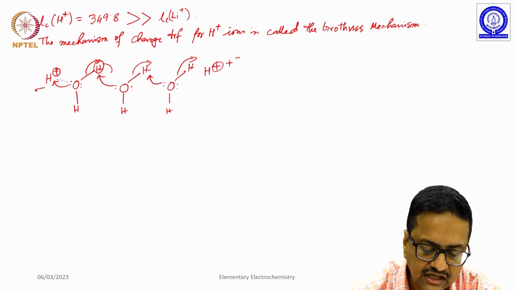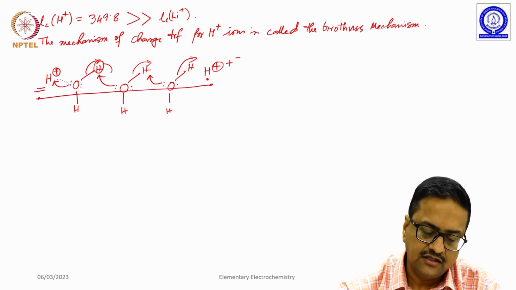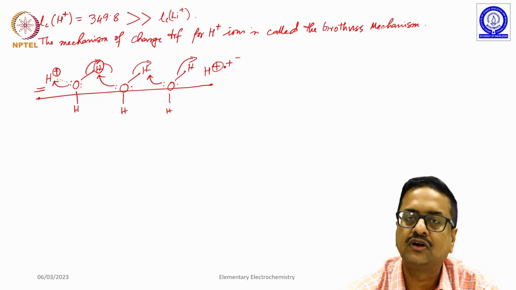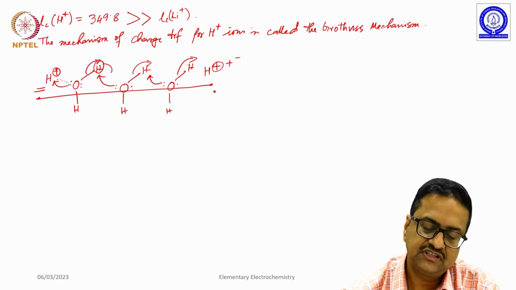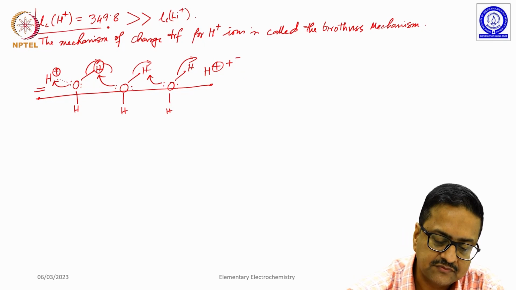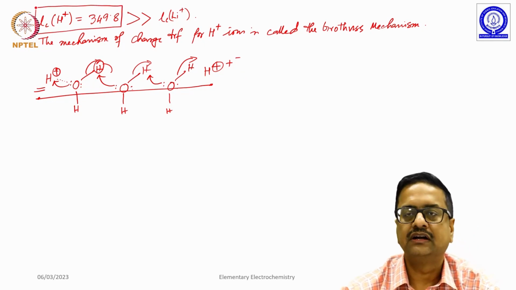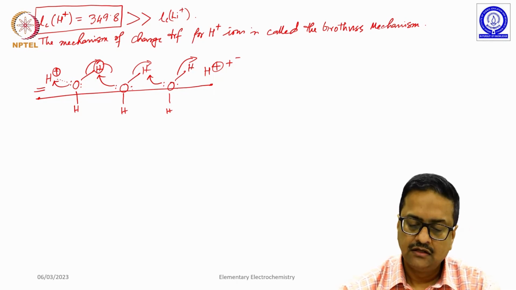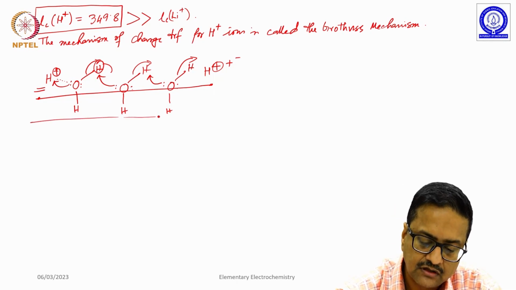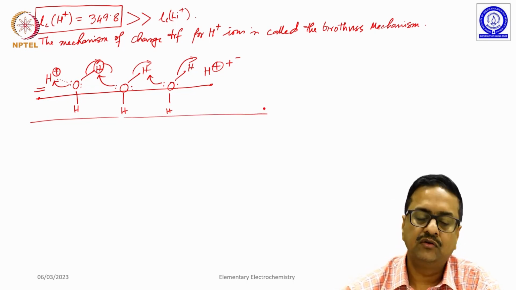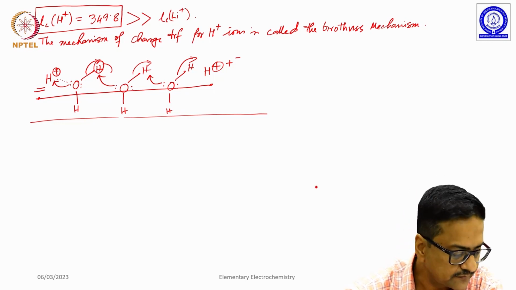So instead of the H+ ion moving from this point to that point individually, this transfer mechanism of proton helps the H+ ion to conduct electricity much more efficiently, and that is why the Lc value for H+ is much higher compared to the other cations in the group. This mechanism is called the Grotthuss mechanism, and this is possible only for H+ ions in water.